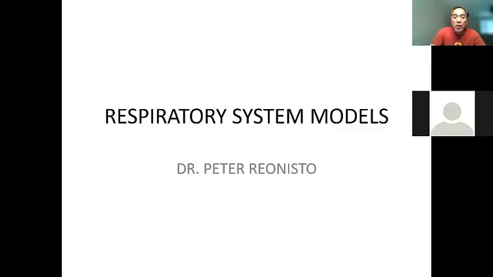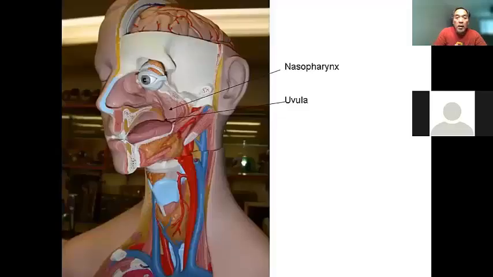Right, so now let's take a look at respiratory models. We're looking at the nasopharynx here, between the nasal cavity and the pharynx, this area here. The structure that dangles below the soft palate is called the uvula. Remember, the roof of the mouth is made of the hard palate and the soft palate. What dangles below the soft palate is called the uvula.